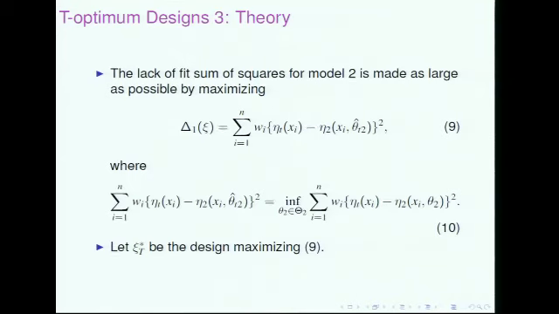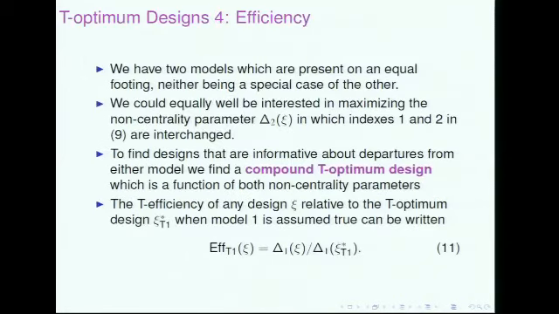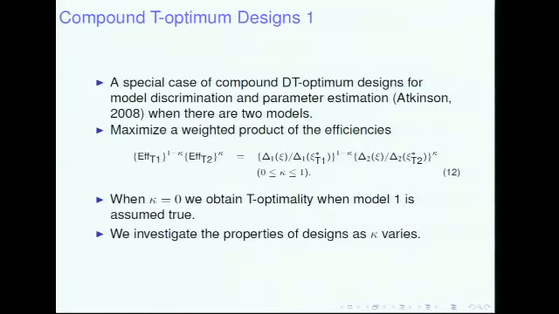This is just stuff about T optimum designs. What you want to do is to maximize the non-centrality parameter, the sum of squares of the true model minus the fitted model. This is just least squares estimation for the parameters in the false model. And here's the T optimum design for one of them. The T efficiency of a design is this quantity here, just the ratio of the non-centrality parameters, and we can combine these and look at the efficiency for two models.